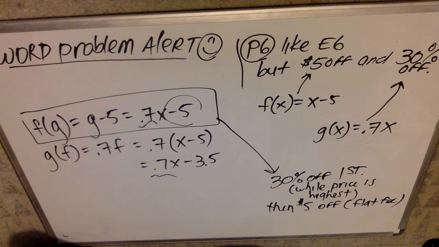Okay, so that's kind of the gist. Anyway, that's the basic idea of composition of functions and operations with functions, and that's 2.4.